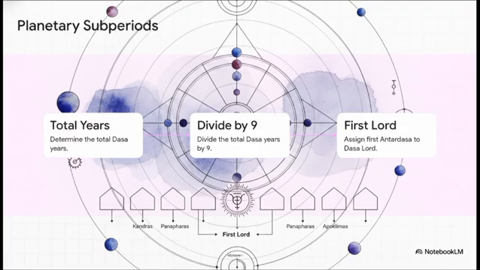First up, you determine the total dasha years. Second, and honestly this is the vital mathematical key here, you divide those total years strictly by 9. Finally, the very first antardasa is invariably assigned to the lord of the dasha itself.